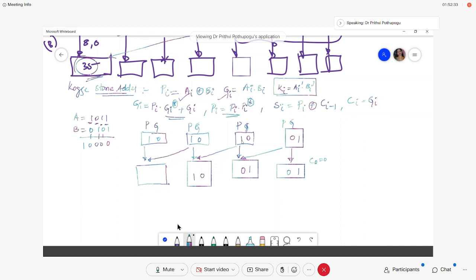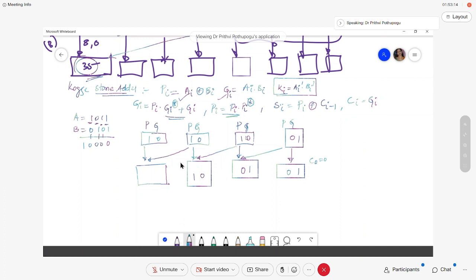One. Generate bit, not propagate. Generate bit is either propagate and the previous one, or the generate one. You are getting 1, 1 and 1 or this is 0, so it is 1. P G I minus 1 is 1, and present G of I is 0. But one of the conditions is 1, so you are getting 1. Understood?